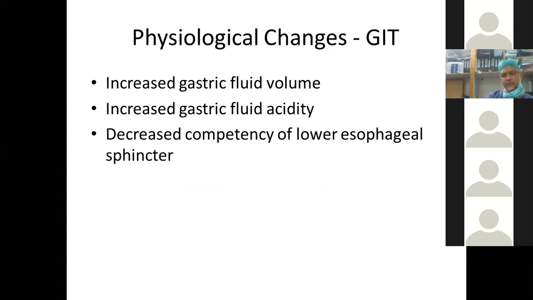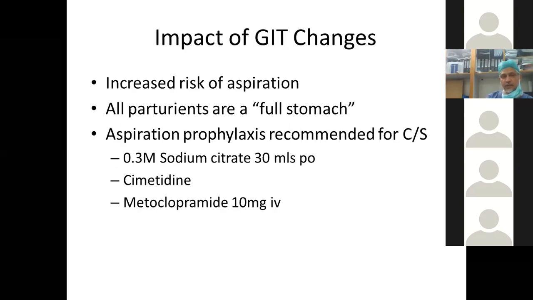Changes in the GIT: there's increased gastric fluid volume, increased gastric fluid acidity, and decreased competency of the lower esophageal sphincter. So the patient is prone to reflux and acid aspiration syndrome. We have to take precautions for preventing acid aspiration syndrome. So all participants are considered as full stomach. Aspiration prophylaxis is recommended for cesarean section.